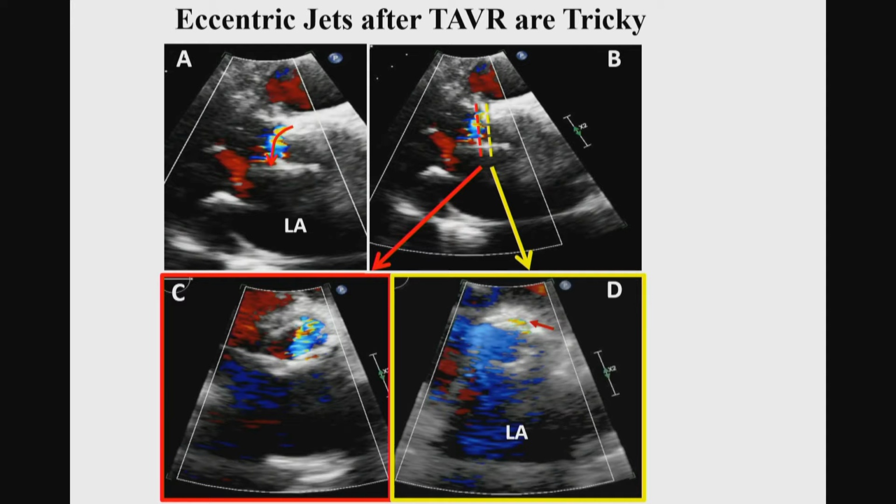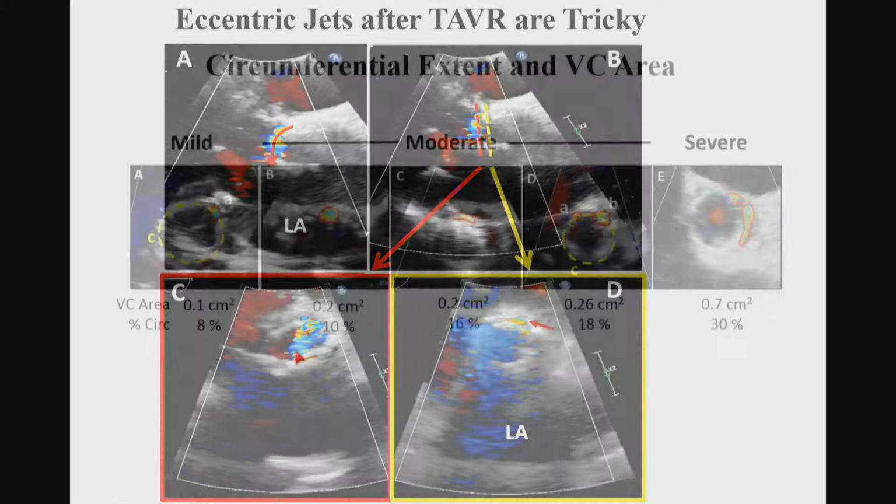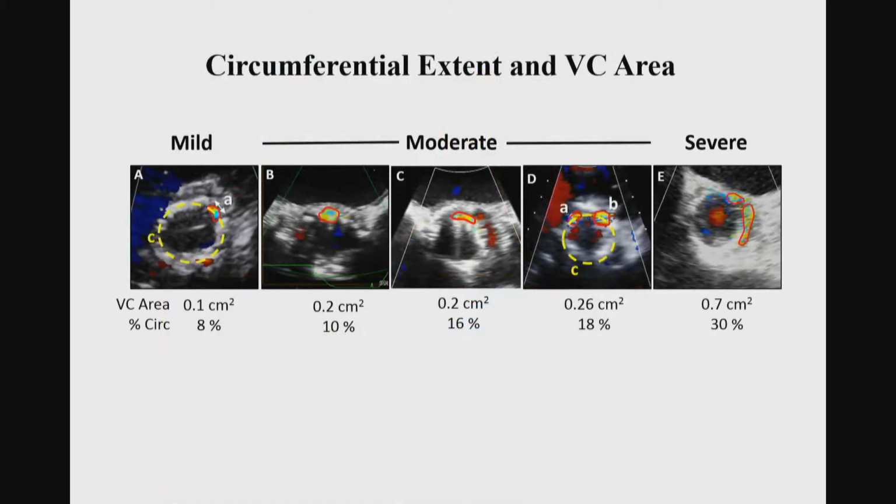Importantly here, because you have a lot of eccentricity of AR, you have to do a sweep from just above where the valve is all the way down to the ventricle, because otherwise, if you don't try to get the actual vena contracta, the smallest area of the jet, you may overestimate the severity of regurgitation. You hear a lot about circumferential extent and vena contracta area. Extent is important, but it's not the whole picture, because the extent may be small, but the area of the vena contracta may be large. So you have to use both.